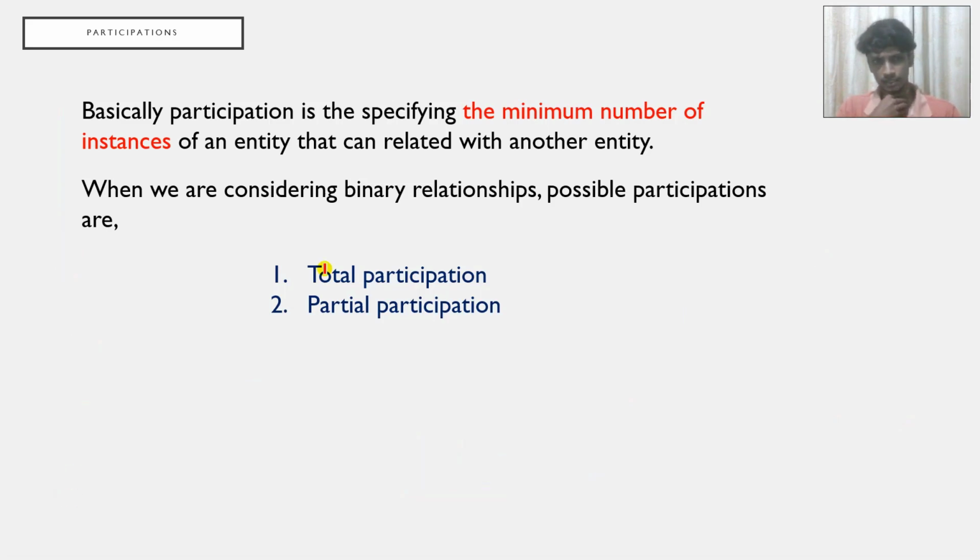Okay, so basically participation is specifying the minimum number of instances of an entity that can be related with another entity. So when we are considering a binary relationship, the possible participations are, first, total participation, and second, partial participation. So let's go deeper into these topics.